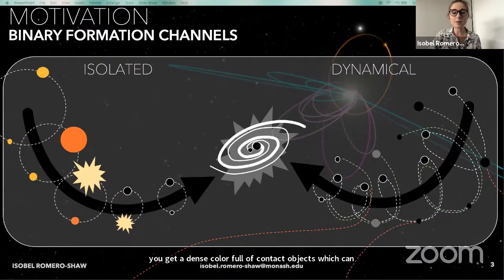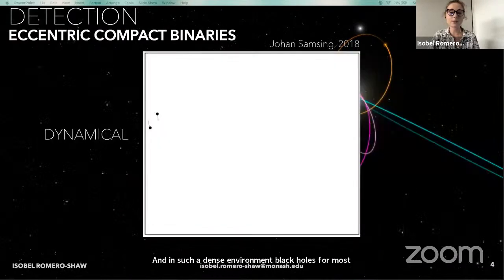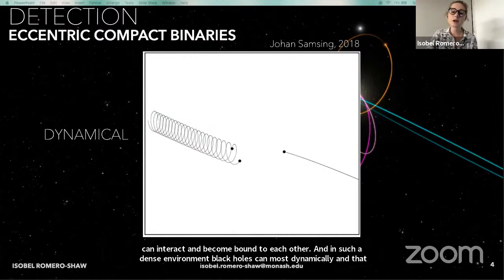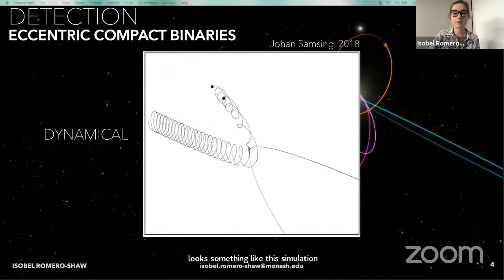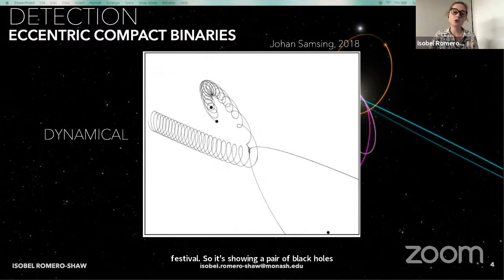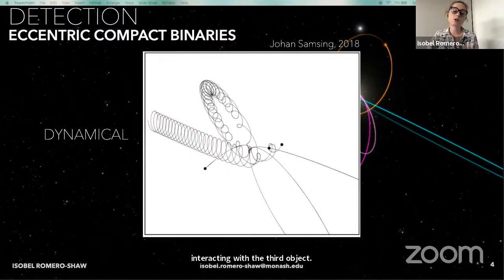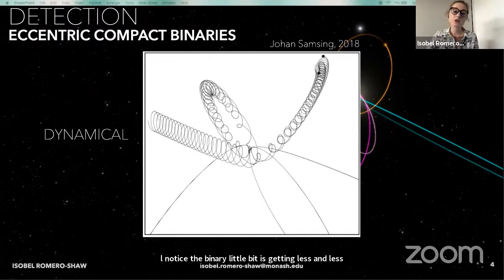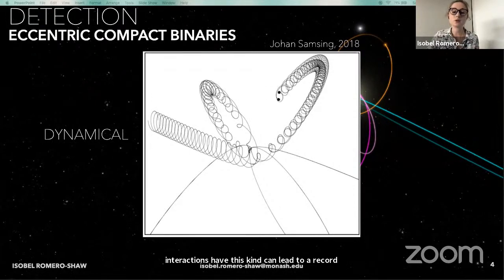And in such a dense environment, black holes can merge dynamically, and that looks something like this simulation by Johan Samsing, which shows the kind of dynamical interaction that might take place in a globular cluster core. It's showing a pair of black holes interacting with a third object and losing kinetic energy to that third object, which shrinks the separation of the binary. And as the interactions continue to play out, you'll notice the binary orbit is getting less and less circular, as well as getting closer. So repeated interactions of this kind can lead to a rapid shrinking of the binary, and then the binary can merge before it has a chance to interact again.